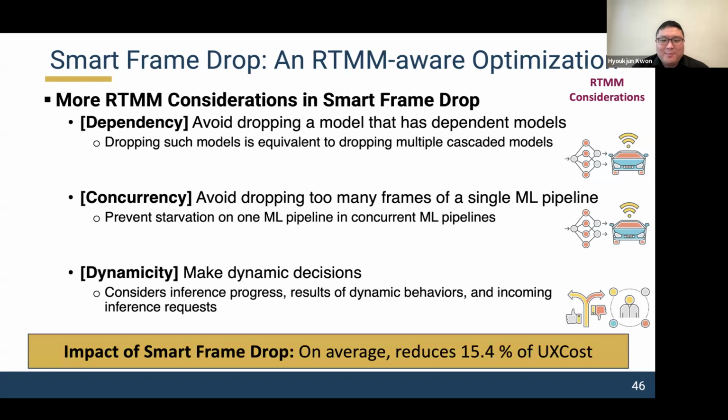And this optimization improved the UX cost by 15%. Again, UX cost is an EDP-like metric.